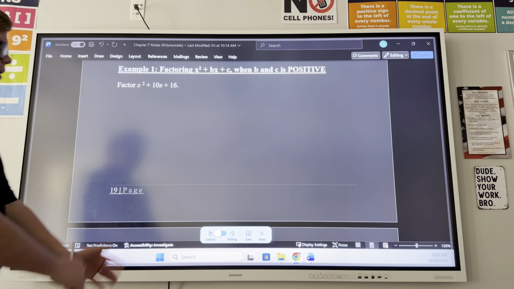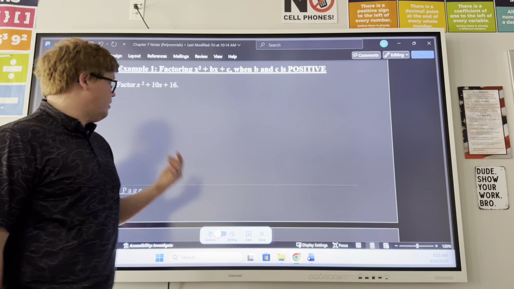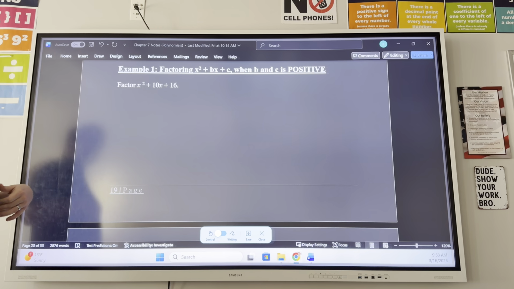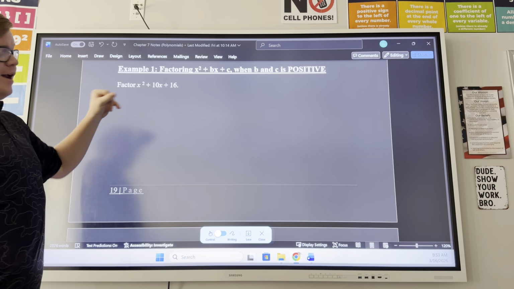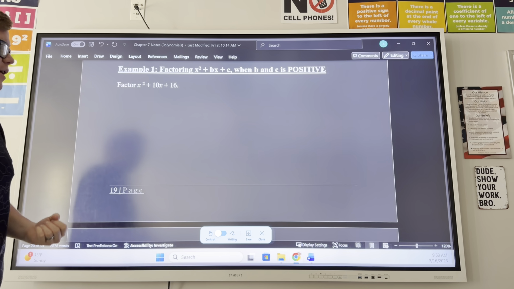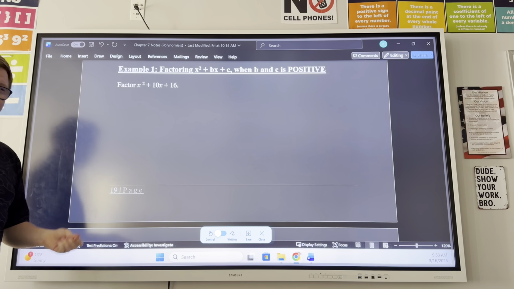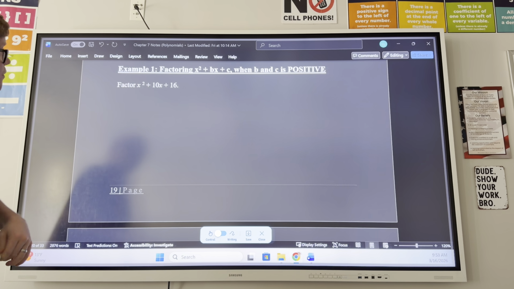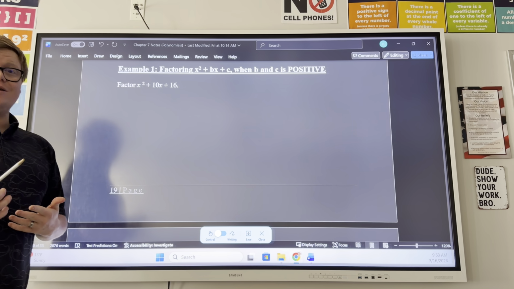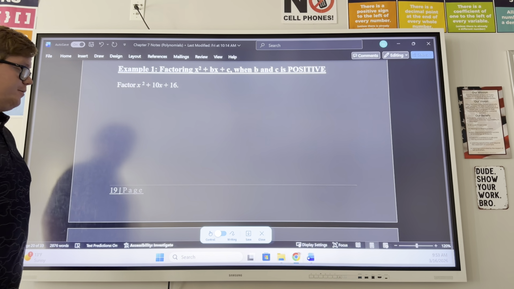Okay, we are going to talk about how to factor trinomials. In this situation, it's both a trinomial and a quadratic equation as well. We talked about quadratic equations at the beginning of this chapter. We've also talked about how to factor binomials, and now it's trinomials.